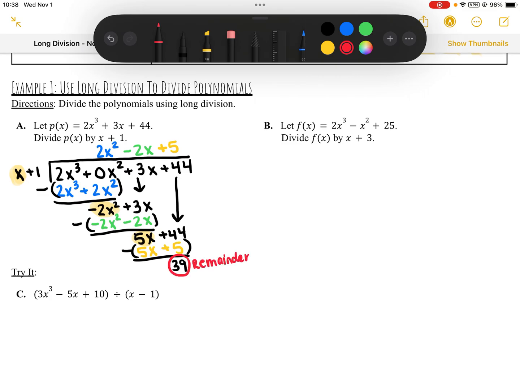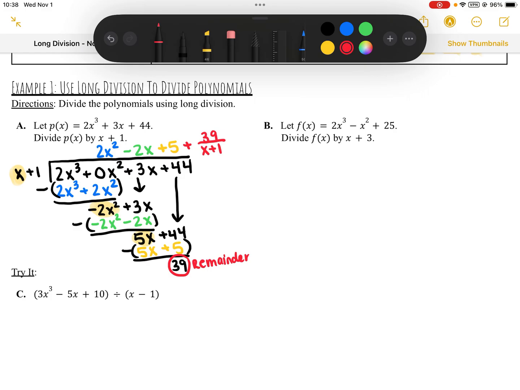To write my remainder, I have to add it and then put it over what I'm dividing by. So 39 over x plus 1. So my answer is 2x squared minus 2x plus 5 plus 39 over x plus 1. So let's go ahead and look at B.